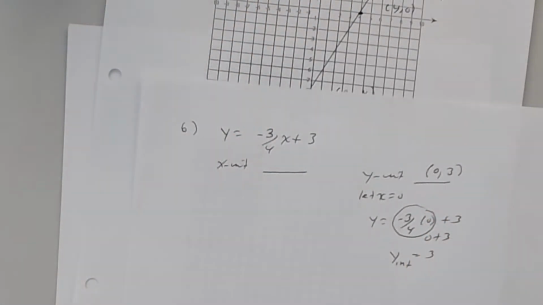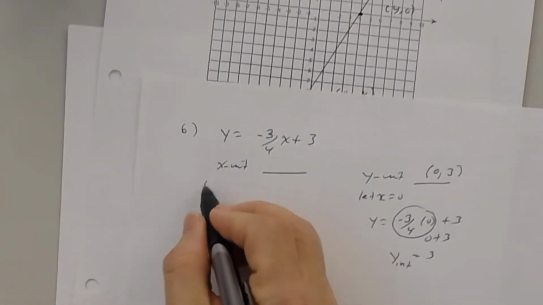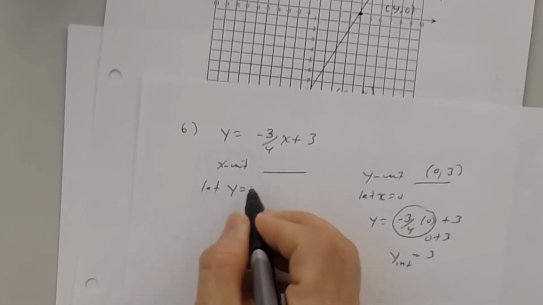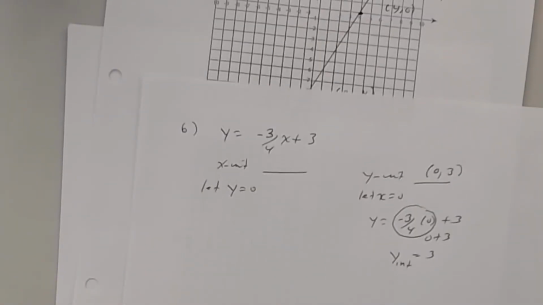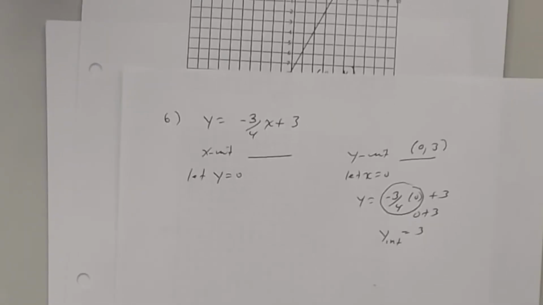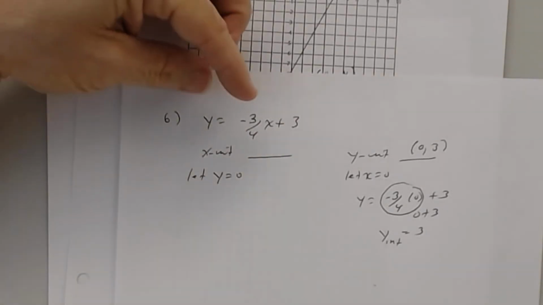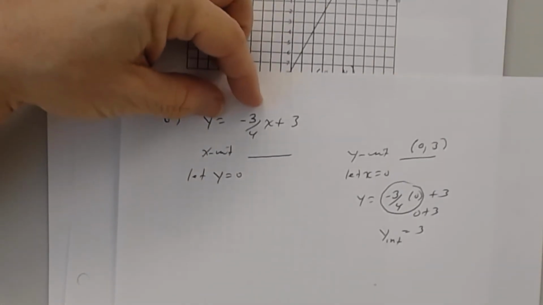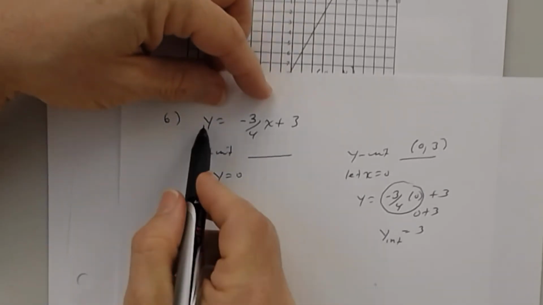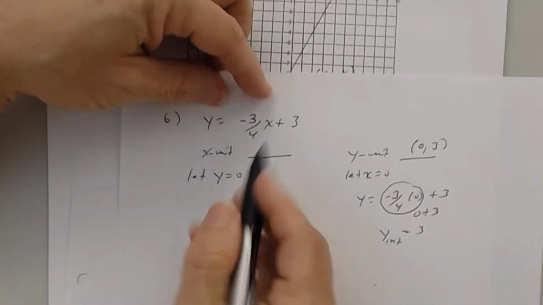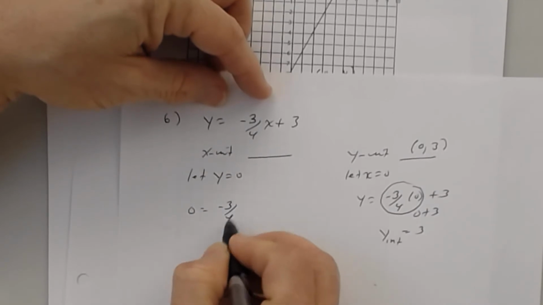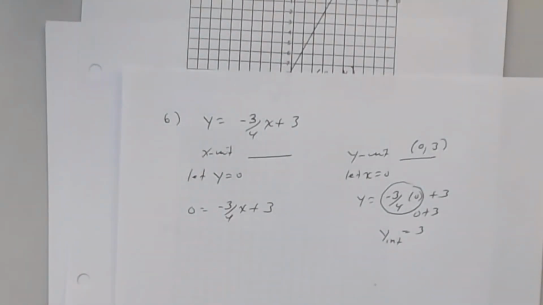All right, now let's talk about the x-intercept. To find the x-intercept, you're going to let y equal 0. Well, when you let y equal 0, what equation are you going to write? 0 equals, because remember y is 0, so this is 0 right here, right? So 0 equals negative 3/4 x plus 3, so that's where I'm at. So somehow I've got to get x by itself.